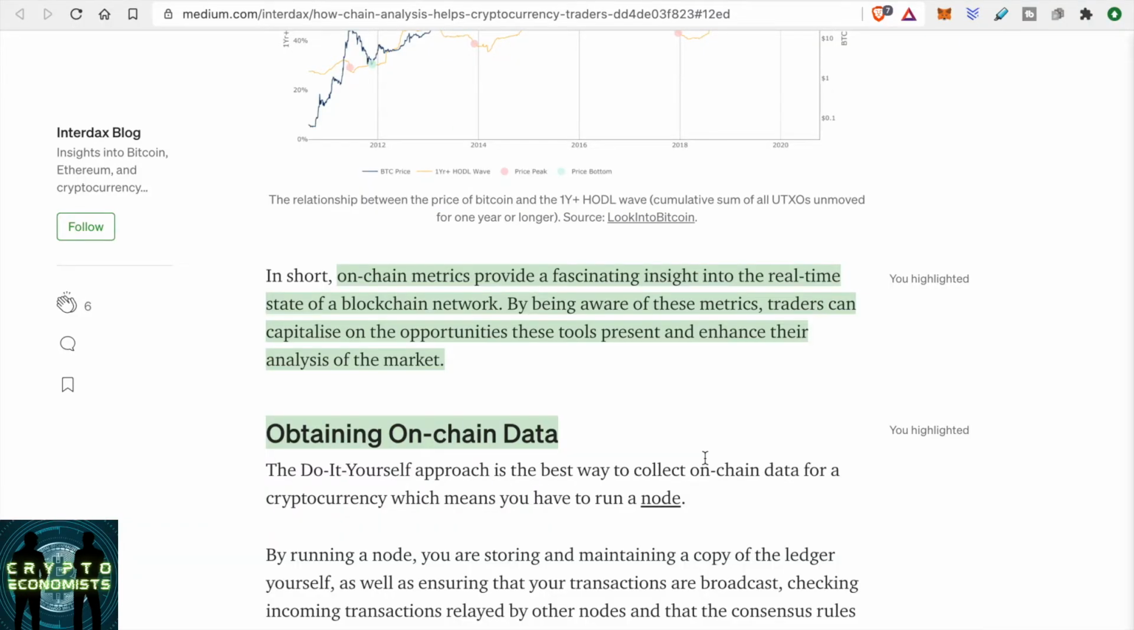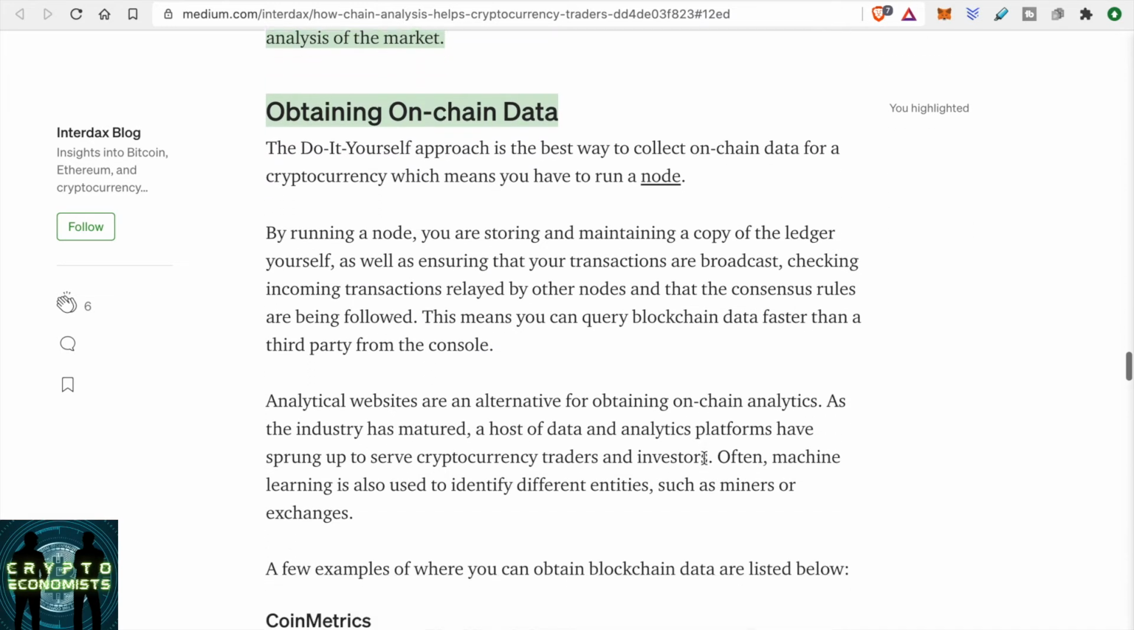So on-chain metrics provide a good insight into the real-time state of the blockchain network. Making people aware of these metrics, traders can capitalize on the opportunities these tools present and enhance their analysis of the market.